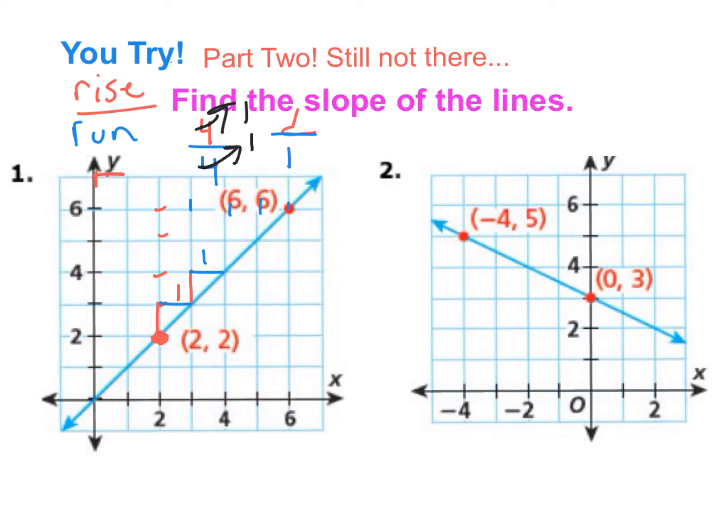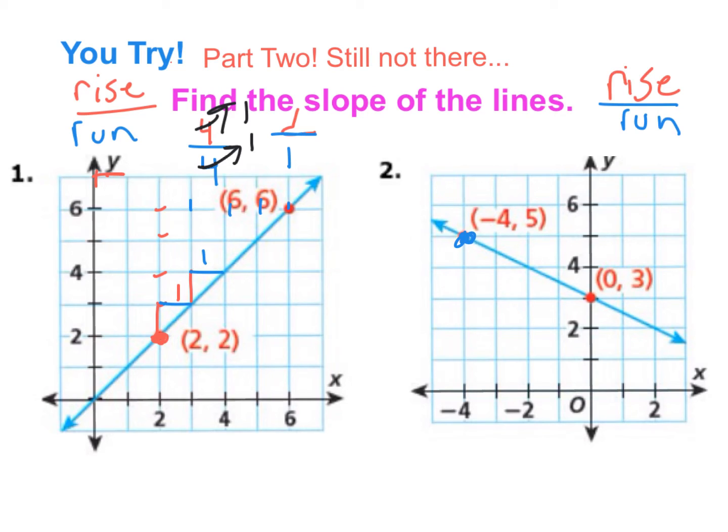So let's go on to problem 2. So we're going to write our formula again. Rise over our run. And we'll find a starting point. So I'm going to choose this point as my starting point. Maybe you choose differently, but that's okay. You should get the same answer.